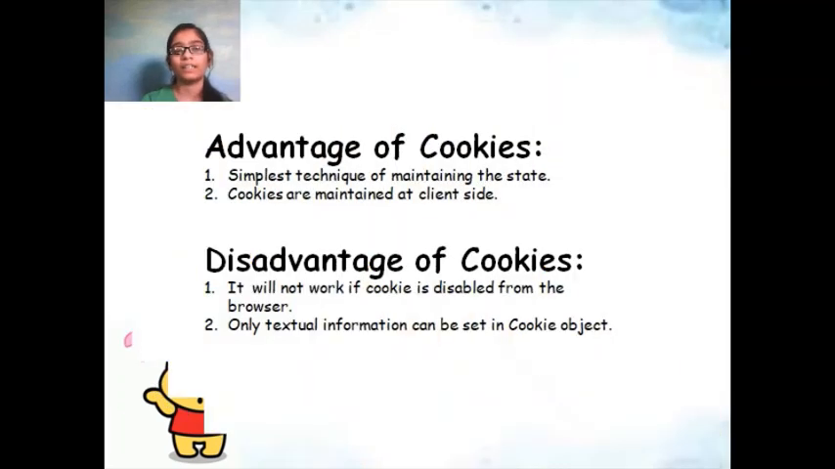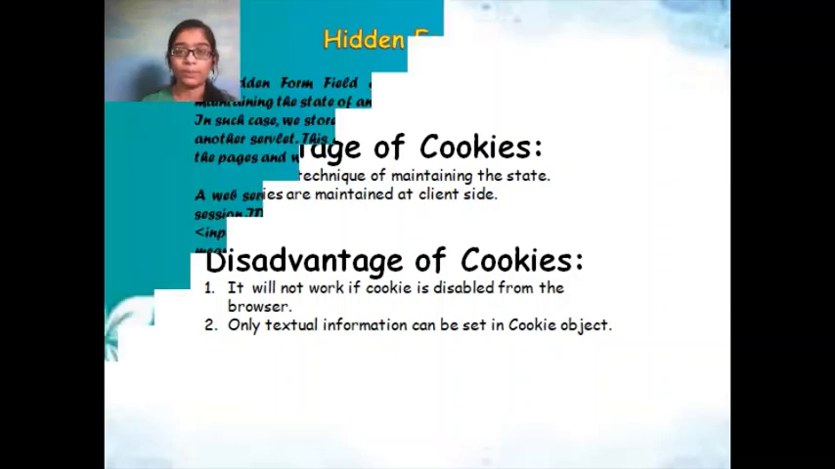Now, advantages and disadvantages. There are 2 advantages of cookie, that it is simplest technique of maintaining the state, and cookies are maintained on client side. The next disadvantages. First one is it will not work if cookie is disabled from the browser. And second, only textual information can be sent in cookie object.